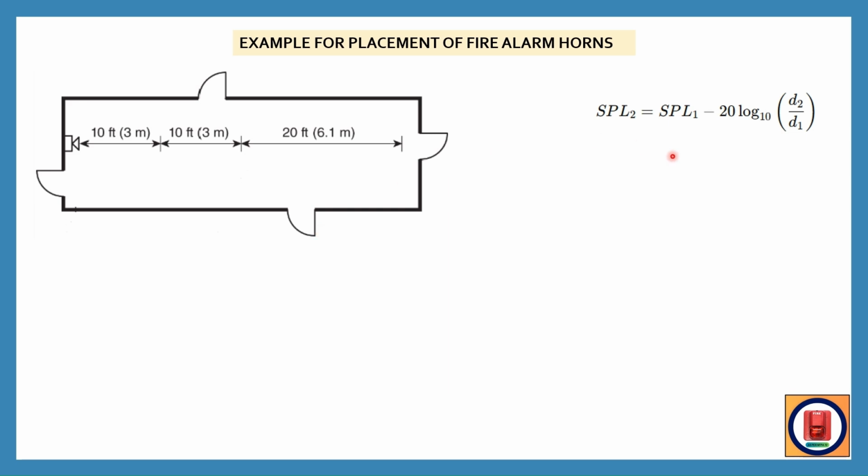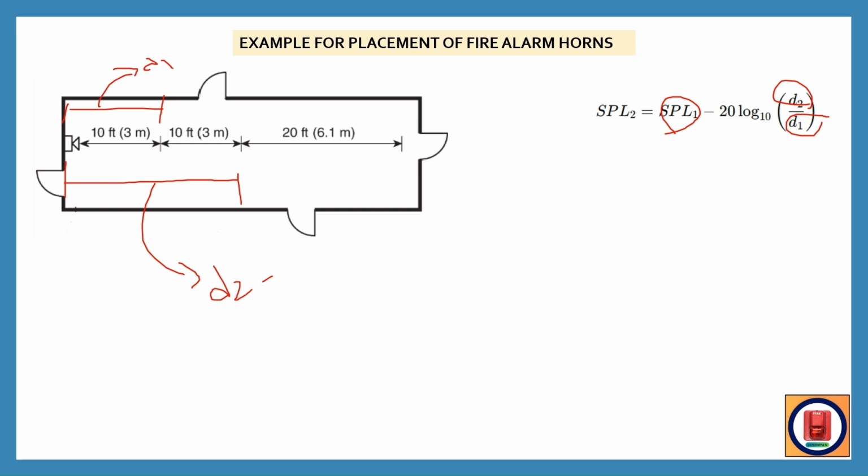To do this, we need to use this particular formula, which is the inverse square law, and we need to enter all the details such as SPL1, D1 and D2. D1 we already know will be 10 feet. However, D2 will be calculated from the source, and this D2 will be double the D1.